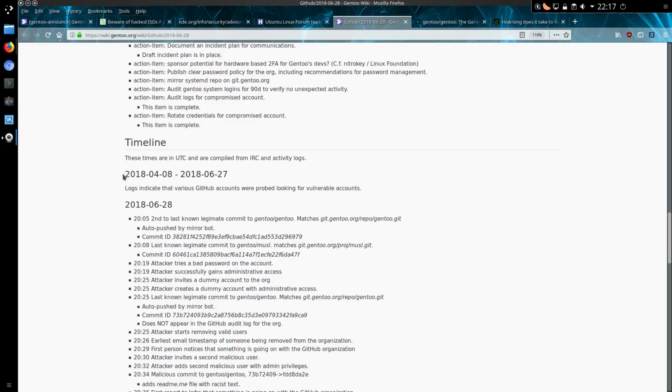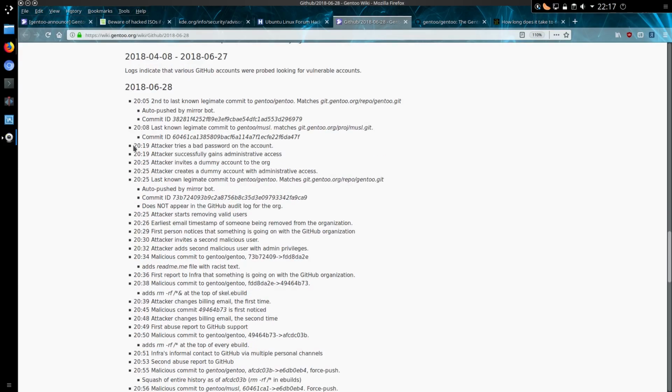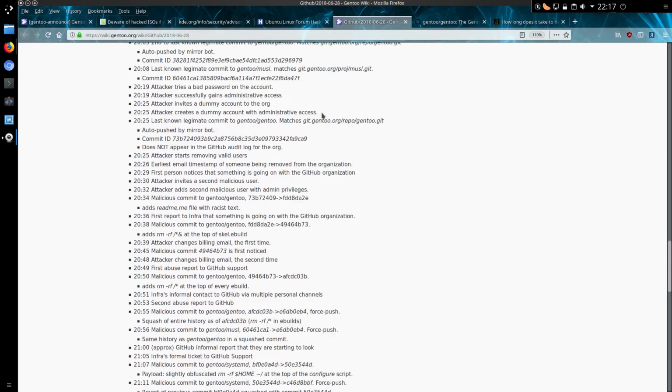They've produced a timeline of what has occurred, and it looks like for 2 months the recon activity was taking place, well, actually nearly 3 months there. So logs indicate that various GitHub accounts were being probed looking for vulnerable accounts. And at 20:19 on the 28th of June, the attacker tries a bad password on the account. Immediately afterwards, in the same minute, the attacker successfully gains administrative access. So they made two attempts and got in. They obviously knew what the password was, or it was so obvious on the password reuse. And 6 minutes later, the attacker created a new account with administrative access. Yeah, that's all sort of playing through very normal activity from an attacker. But then they start removing valid users. Well, that was their big mistake there.